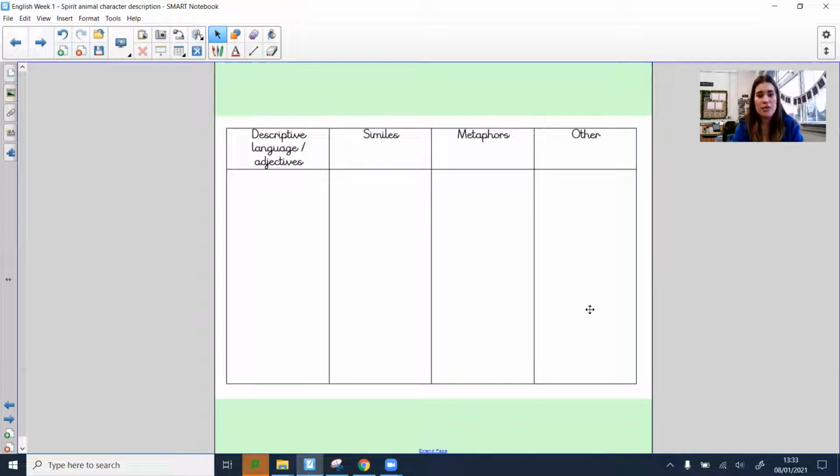You're going to put it into this grid here, so you're going to want to keep it nice and safe. Obviously this one, descriptive language and adjectives, we all know that adjectives are words that describe a noun, okay, so we can include any adjectives that we hear that we might want to include in our own character description here. So pause the video now, get that down, and then play when you're ready to carry on.